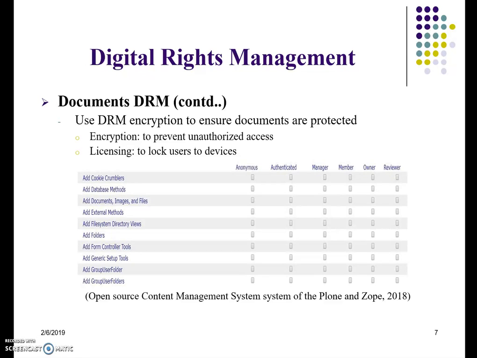One of the examples of documents DRM is the open source content management system Plone. It assigns different roles to different persons, and the permissions are assigned according to their roles. So only the manager or owner is provided with the highest authority, and it helps to protect the documents.